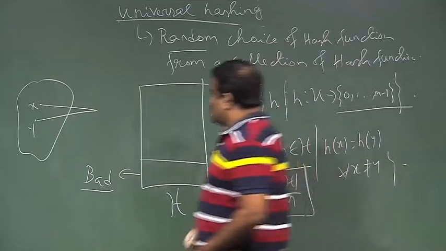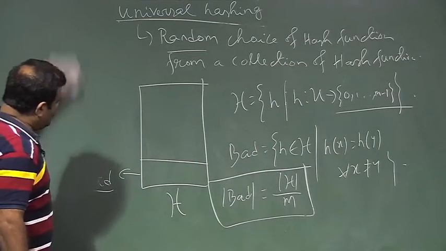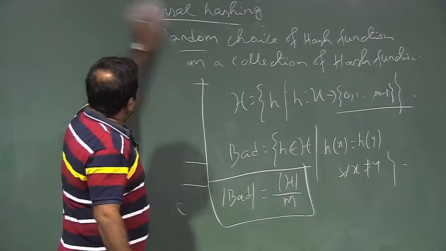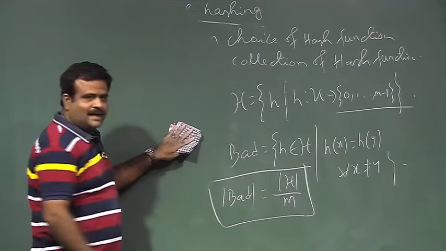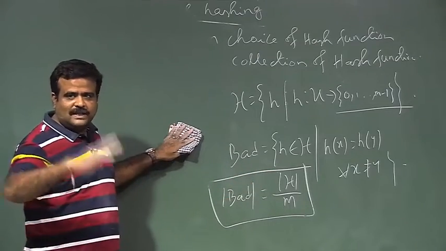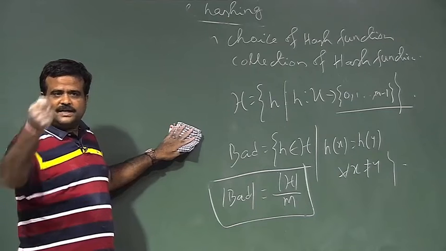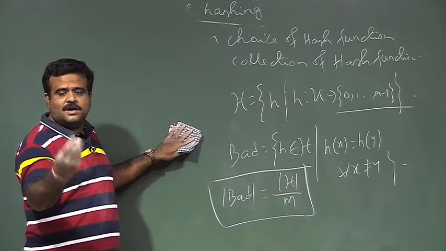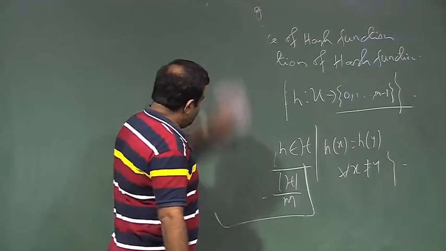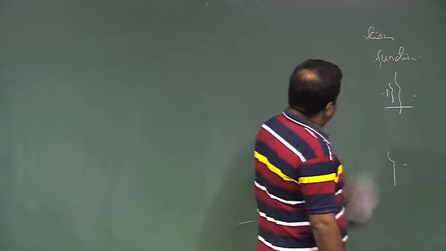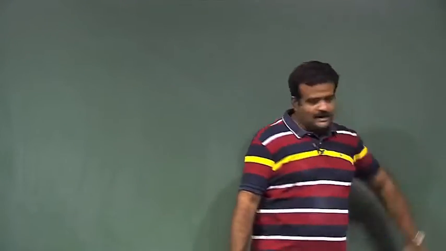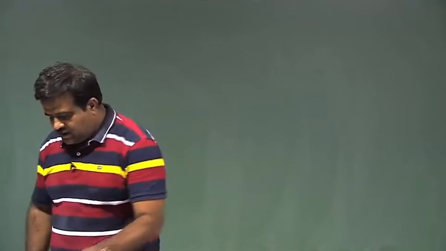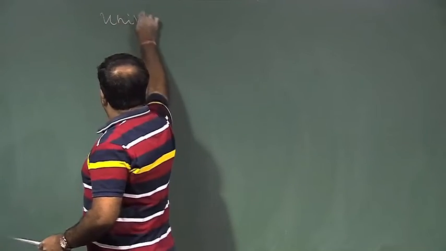Okay. So now we will talk about why this universal hash function is good. If the bad portion is 1 by M fraction of the total, then this collection is called a universal hash collection, and if we choose a hash function randomly from this collection, then it is called universal hash function or universal hashing. So next we will talk about why universality is good, why we should take this hash function randomly from this collection.